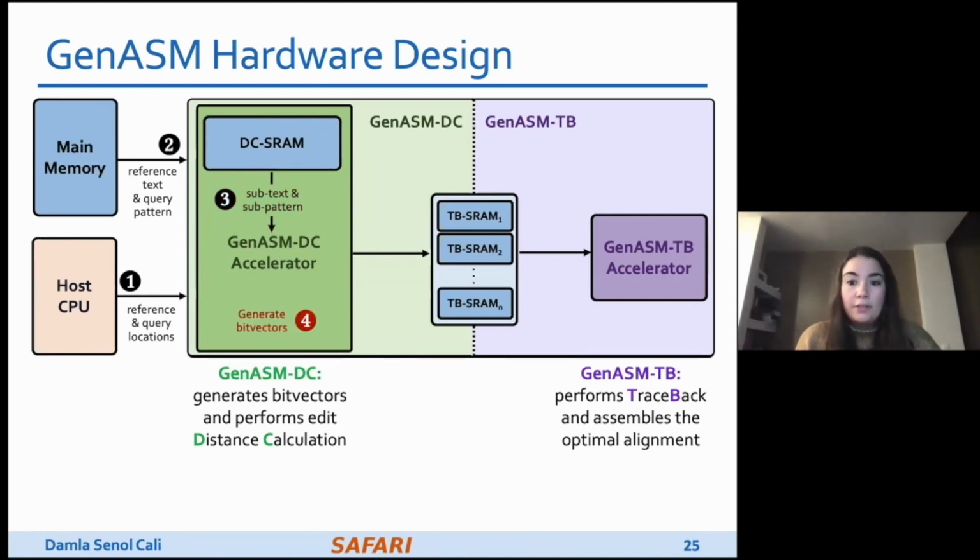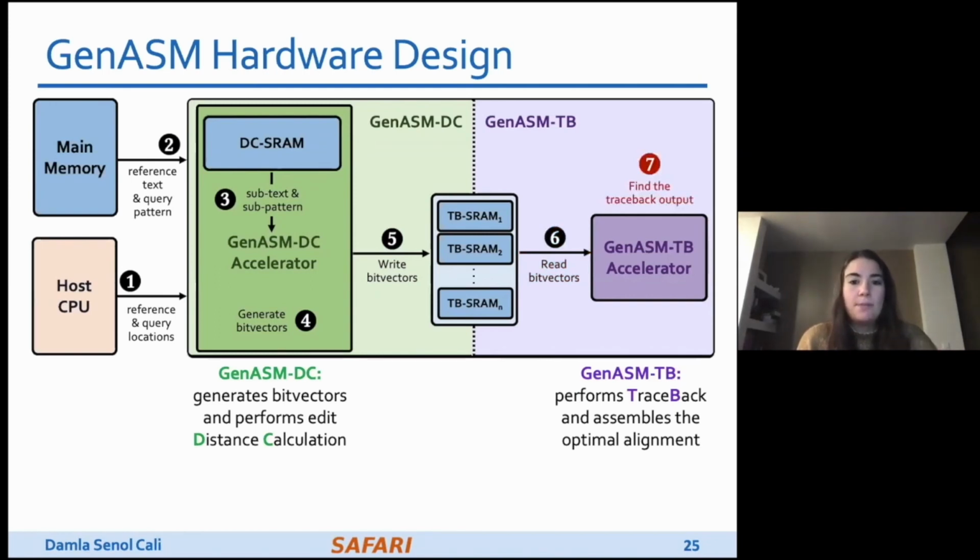And then GenASM-DC writes these bit vectors to TB SRAMs. Once GenASM-DC completes its search for the current window, so after it writes all of the bit vectors for the current window, GenASM-TB starts reading the stored bit vectors by following an input-dependent order, and then it generates the window's traceback output.